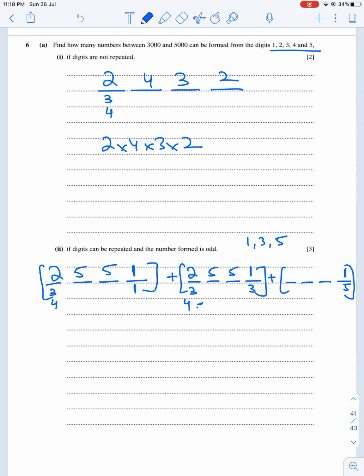Lastly, you've got one place for this. You can put a 3 here or a 4 here. That means you've got 2 options here, 5 and 5. So the answer will be 50 here, 50 here and 50 here. So the final answer will be 150.